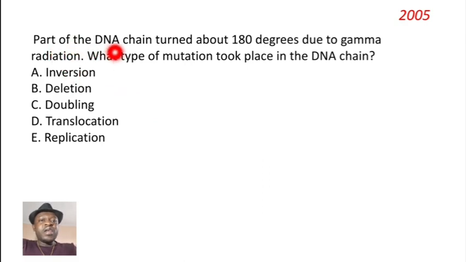Part of DNA chain turned about 180 degrees due to gamma radiation. What type of mutation took place in the DNA chain?